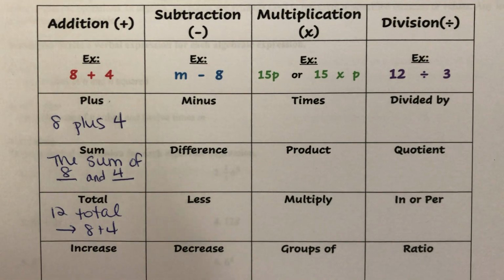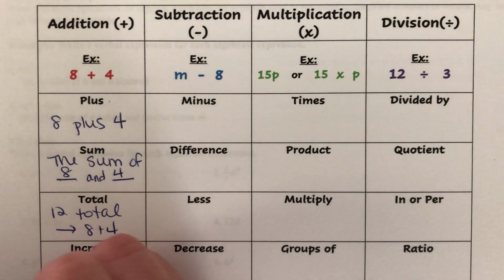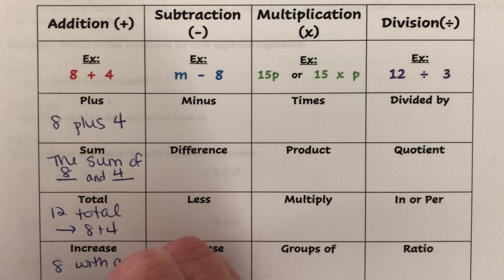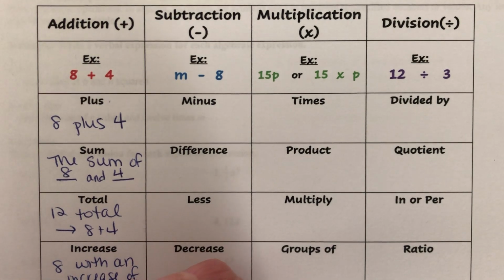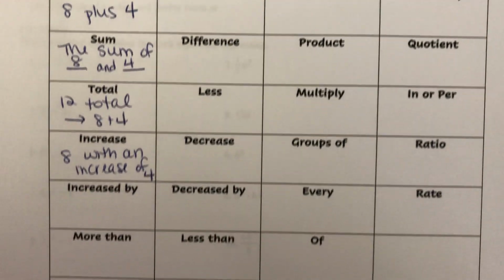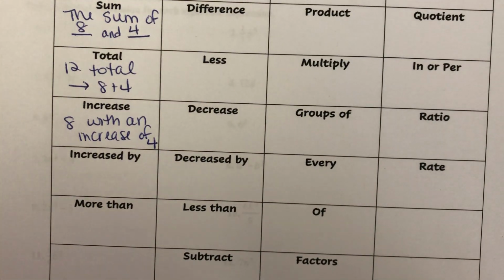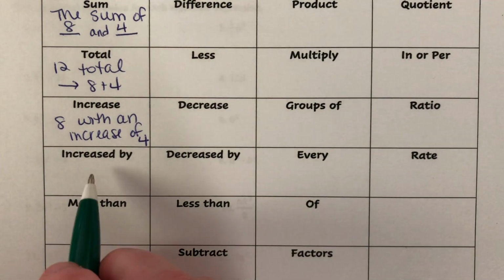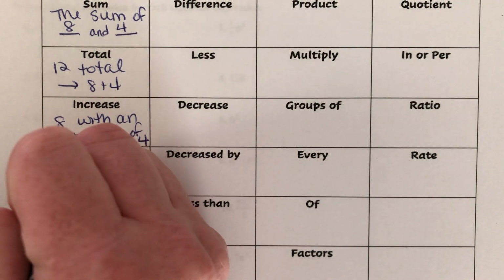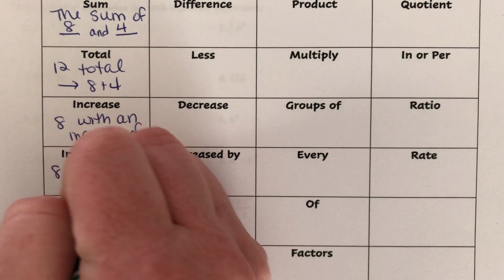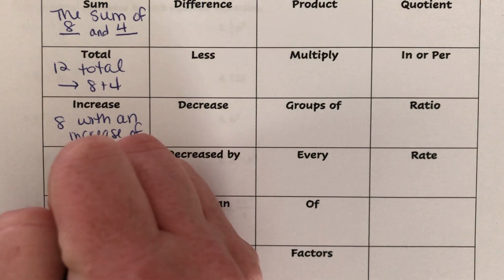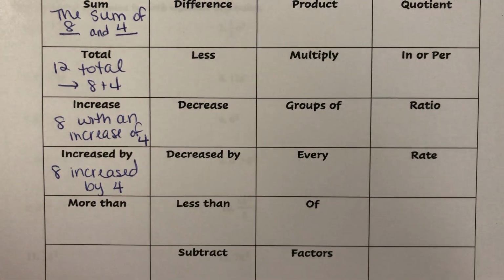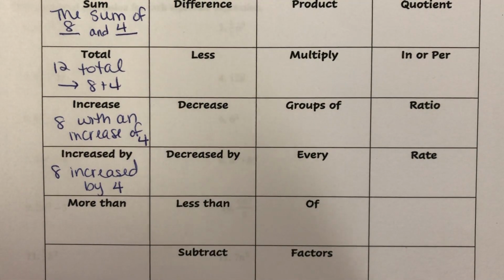Okay, then you could say increase. There is an increase of 4. We started with 8 with an increase of 4. I'm running out of room here. So you could see the word increase, and that means you added something. Increased by, so you could say 8 increased by 4, which basically is the same thing as 8 plus 4, right?